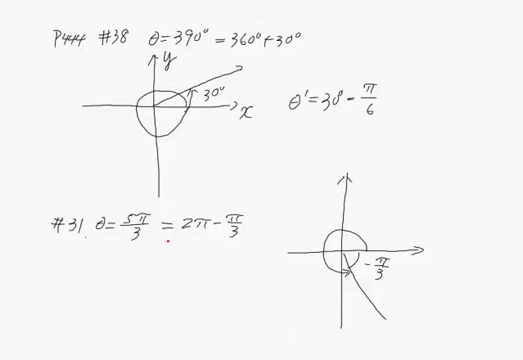Then what is the reference angle? Pi over 3, right? Then in degree measures, 60 degrees, right? So pi is equal to 180, and 180 divided by 3 gets 60 degrees. Now let's look at number 34.